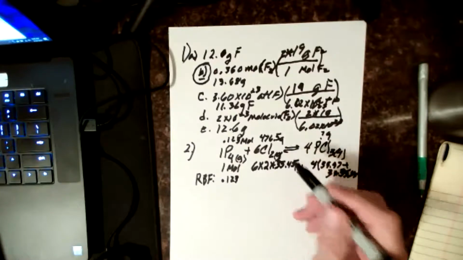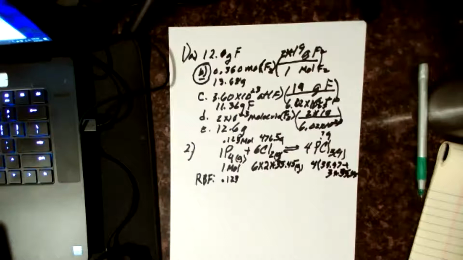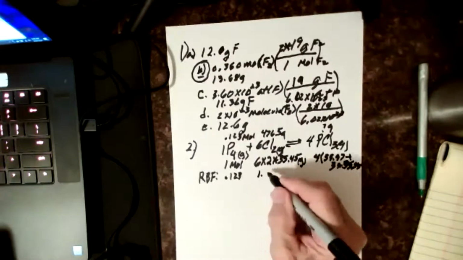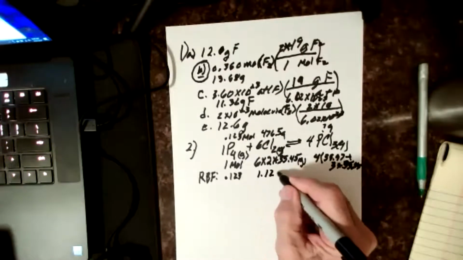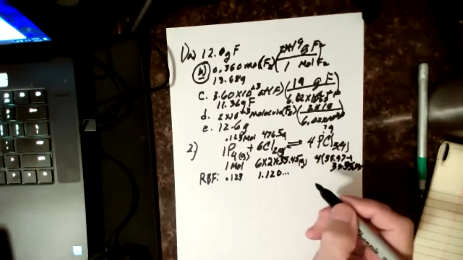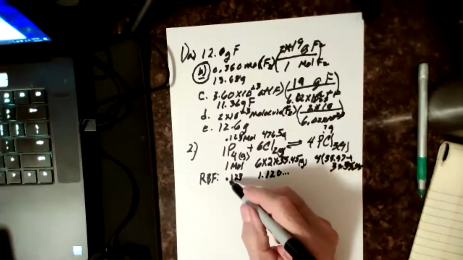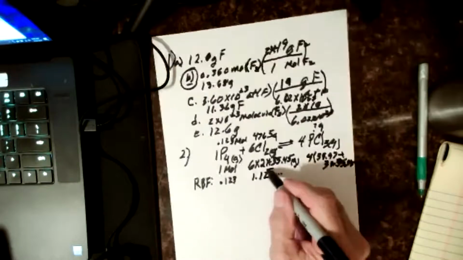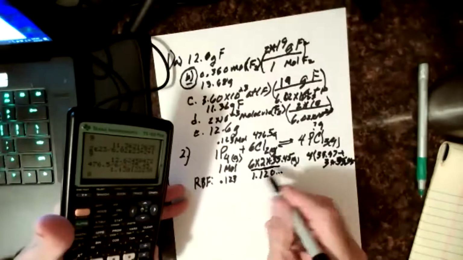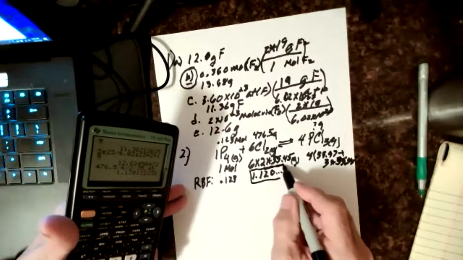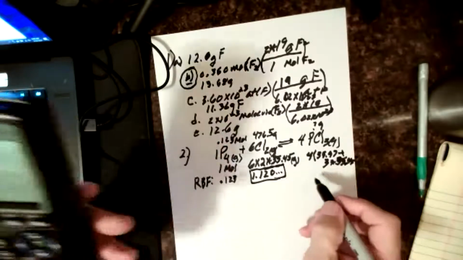476.5 grams of chlorine. I want to divide that by 6 and divide it by 2 and divide it by 35.45. So that will give me 1.120 and some more digits. So 1.123, it's close, but looks like the chlorine is going to win. So that's my rebalancing factor.